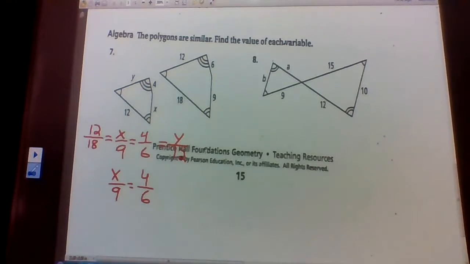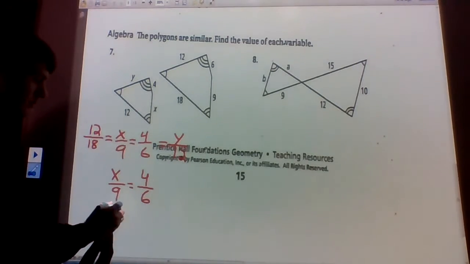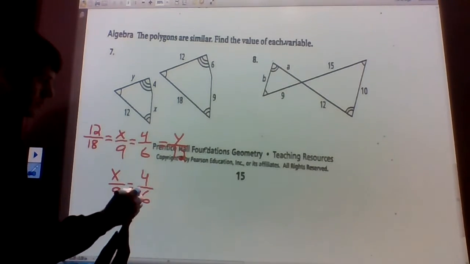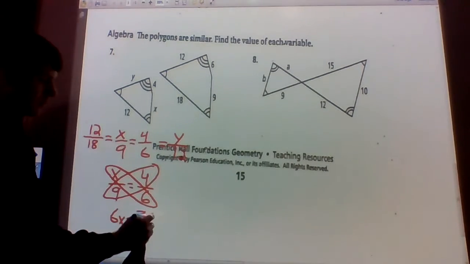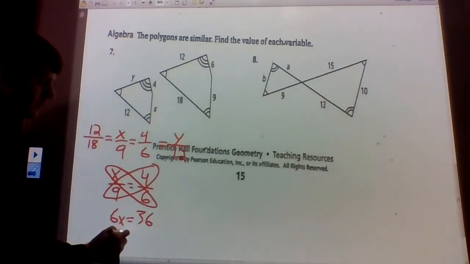Okay. And then you cross multiply. So 6x equals 6 times x, and then 9 times 4. So 6x is 36, divided by 6, we get x equals 6.